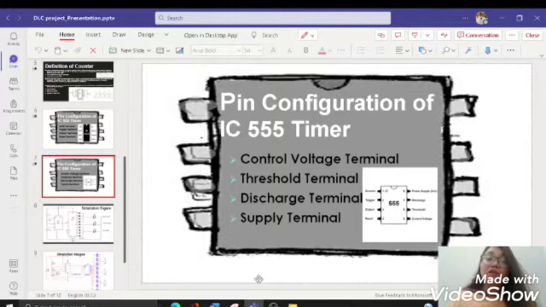And last but not the least, my last topic is supply terminal. A supply voltage of 5 volts to 18 volts is applied to this terminal with respect to ground.